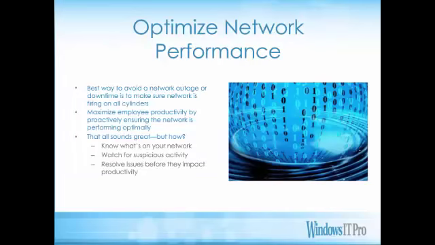So let's talk a little bit about optimizing network performance. The best way to avoid network problems is to proactively monitor and optimize network performance to make sure that those problems don't appear in the first place. For organizations that are running server-based, network-based applications and where productivity relies on the network, optimizing network performance also means maximizing employee productivity, maximizing employee performance, and getting the most from your bottom line ultimately.